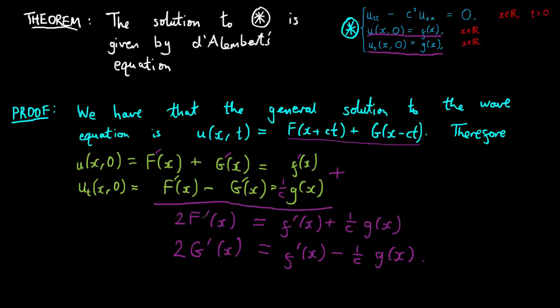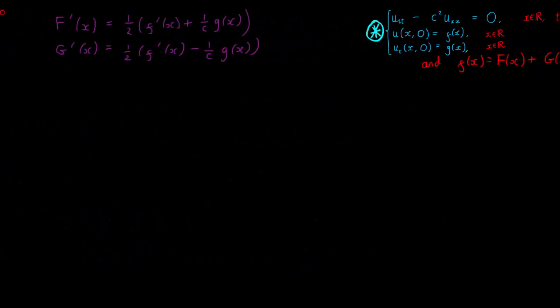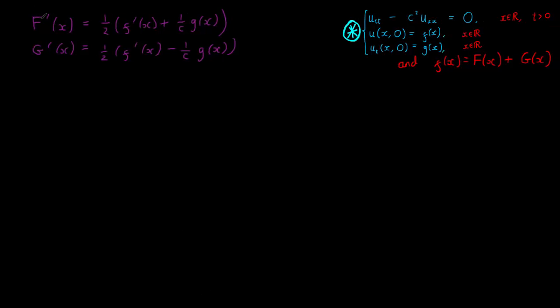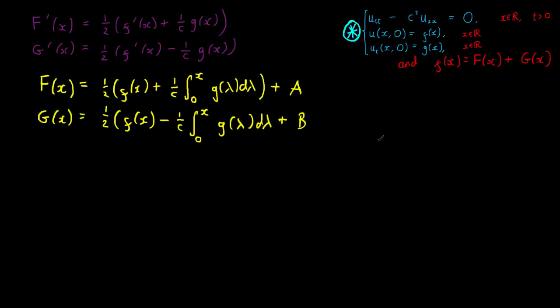Okay, so we've got expressions for f prime and g prime. If we divide by 2, we're trying to find what big F and big G are. So here are those expressions divided by 2. And what we're now going to do is integrate these, because we've got expressions for f prime and g prime. We want expressions for f and g. So if we integrate them between 0 and x, then they become these expressions here.